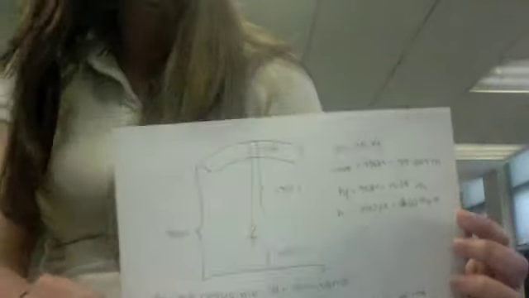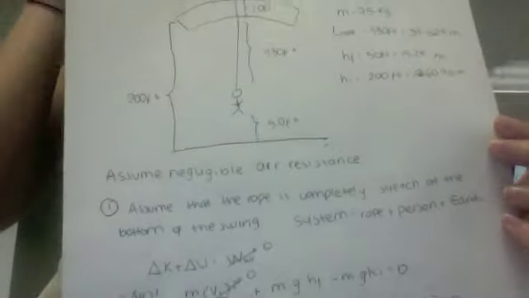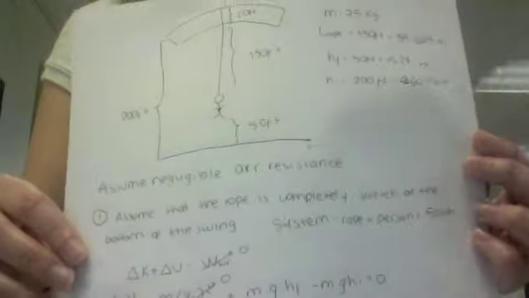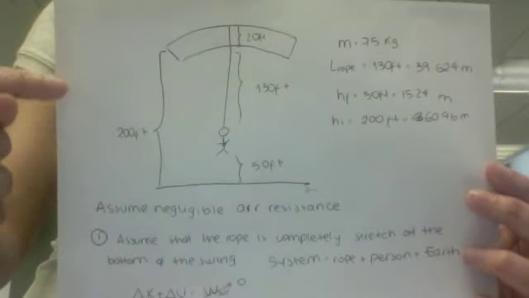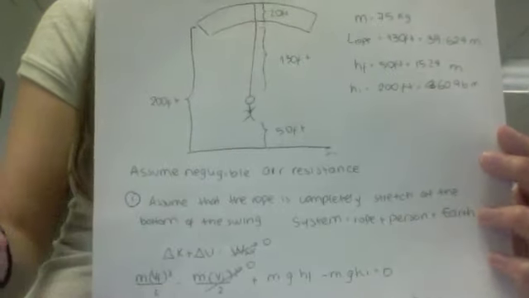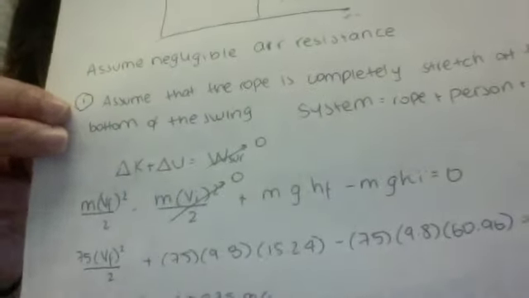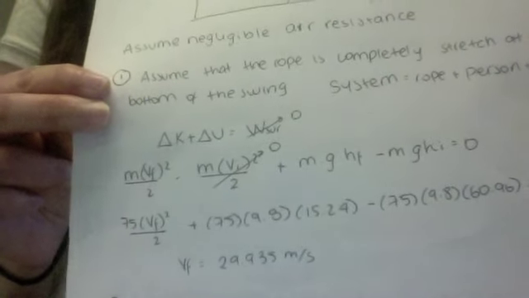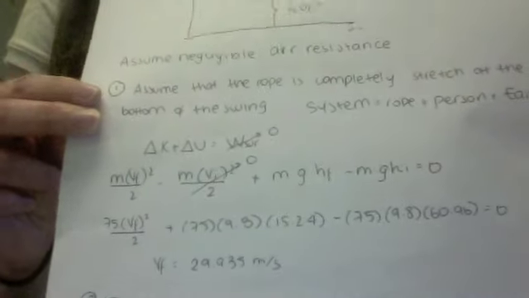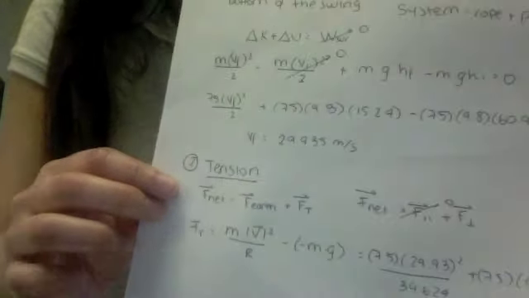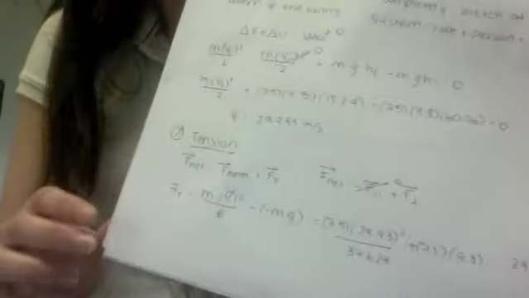For the first part, we had to say that the rope didn't stretch. So I used the energy principle, which says that the change in energy equals the work done by the surroundings. But since I took the system to be the person, the rope, and the earth, our surroundings do no work on the system, so it equals zero. So our change in kinetic energy plus our change in gravitational potential energy equals zero. In this formula, all I had to do was plug in the values and solve for the velocity, which is 29.9 meters per second at the bottom of the swing, which is really fast.